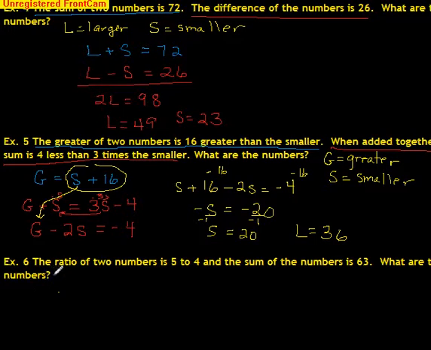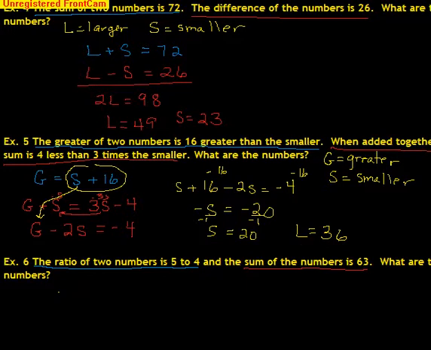The ratio. This one's a lot different, so pay attention. Hopefully no one's tuned out yet. The ratio of two numbers is 5 to 4, and the second one is the sum of the numbers is 63. Well, that's easy enough. We can do an equation for that one. But we haven't had any yet where it says the ratio of two numbers. So let's give this a whirl.